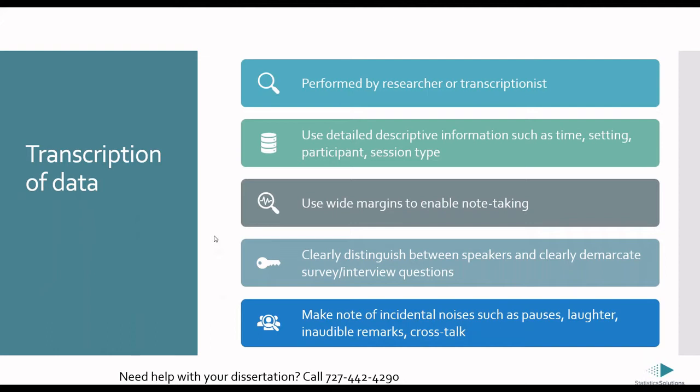Prior to data analysis is transcription of data. This can be performed either by the researcher or by a transcriptionist. And there are some pros and cons associated with each. Transcriptionists certainly can be expensive.